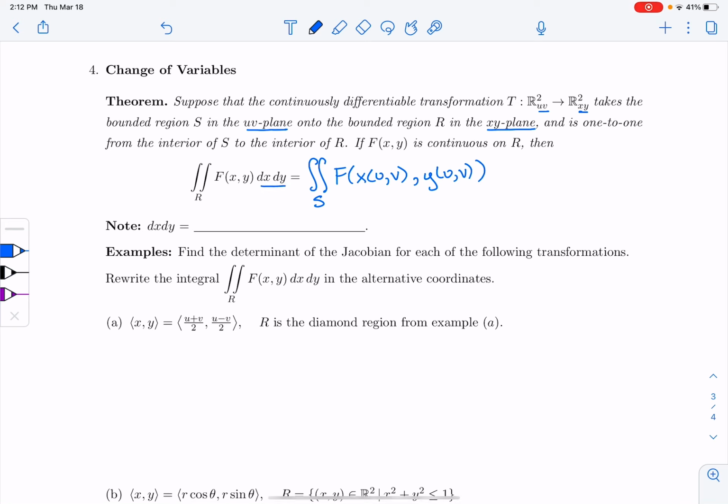And then dx dy we're going to rewrite as the determinant of the Jacobian. These vertical bars mean the determinant of the Jacobian matrix for that transformation, times du dv. So in fact, we have that dx dy is the derivative, the Jacobian, times du dv. But in this instance, the derivative is going to be the determinant of that Jacobian matrix. What we want to note is that dx dy is the determinant of the Jacobian matrix in u and v, times du dv.